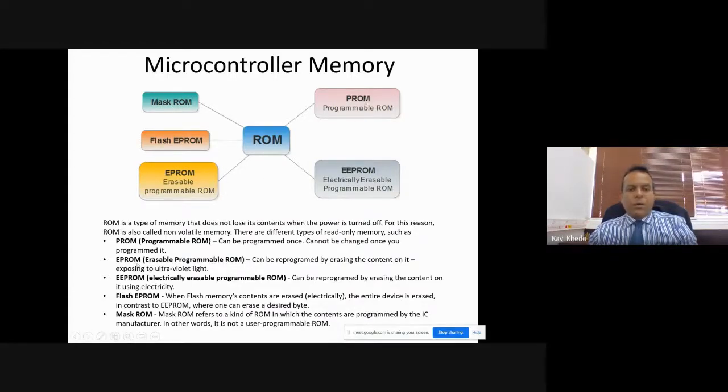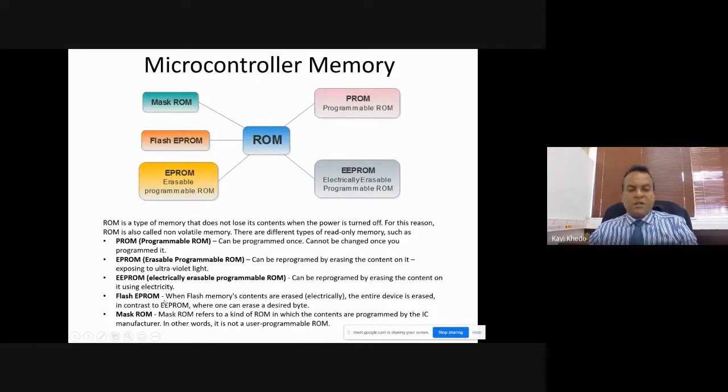But then you have EPROM. EPROM means erasable programmable ROM. It can be reprogrammed by erasing the content on it by exposing the memory to ultraviolet light. So you can program it, but you can also erase it and program it again. Then you have EEPROM, electrically erasable programmable ROM. The previous one was erased by exposing it to ultraviolet light, whereas this one can be reprogrammed by erasing the contents using electricity only.